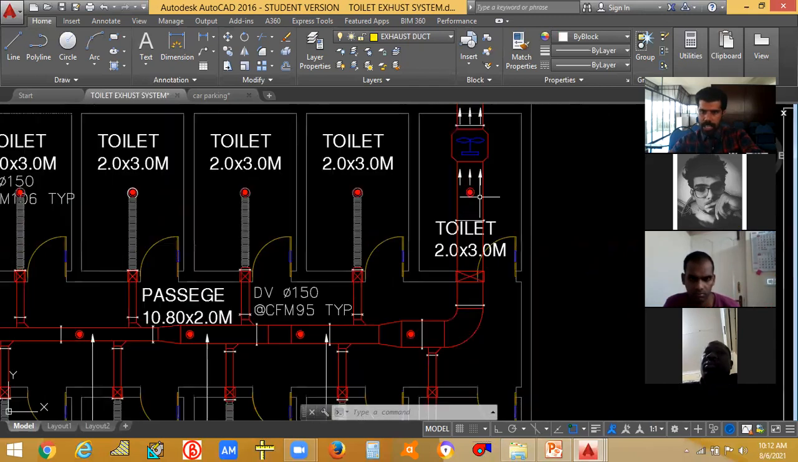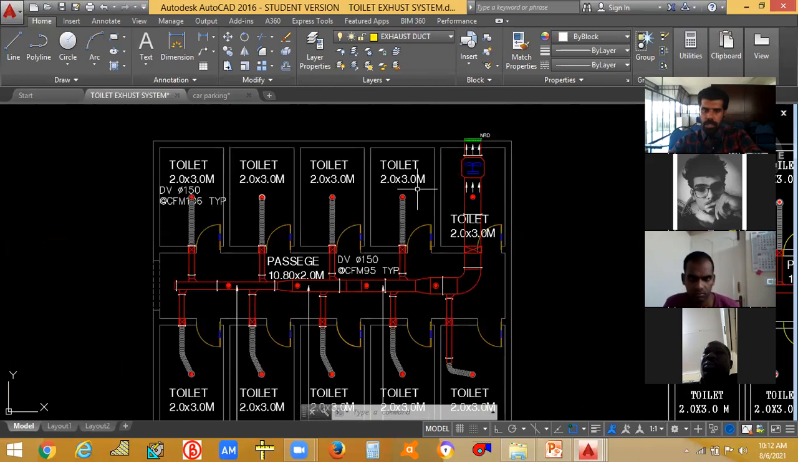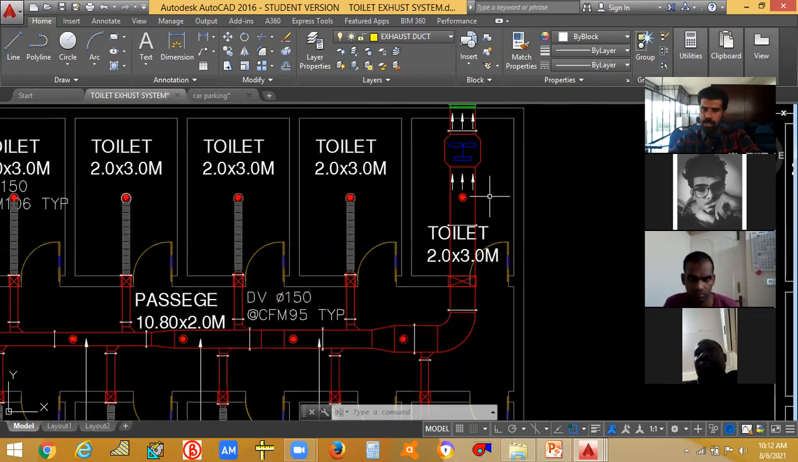What about this final duct size? The CFM of all the toilets. This CFM of the complete 5 toilets, this CFM of the complete toilet, plus this complete section's CFM. You have to add all these CFM and give it in the duct sizer software and you will be getting the duct size of this.